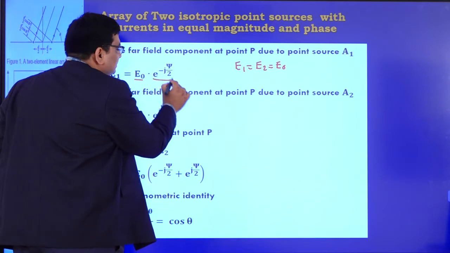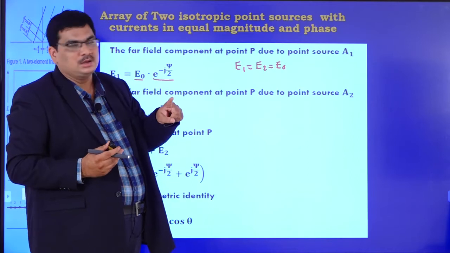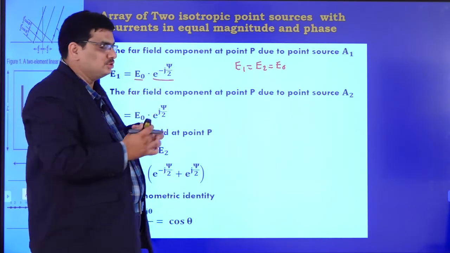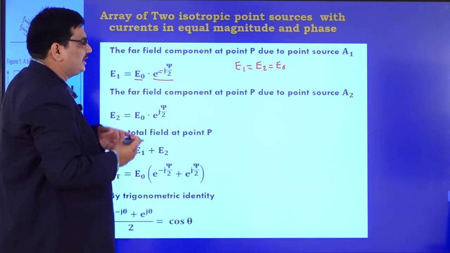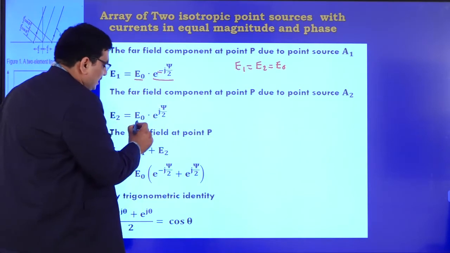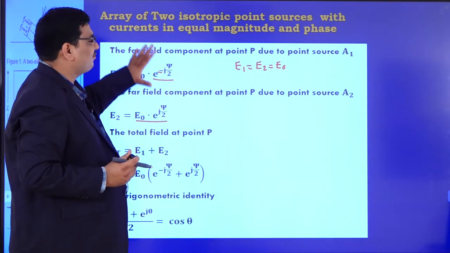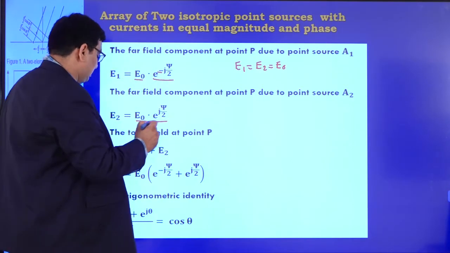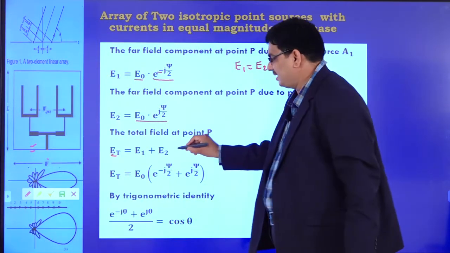This e power minus j psi by 2 is there because of the path difference between A1 and A2, and A1 lags by e power j psi by 2. That is why we have written the minus symbol here. So, the far field component at P due to A2 is E2 equal to E naught into e power j psi by 2. The total far field component at point P is Et equal to E1 plus E2.